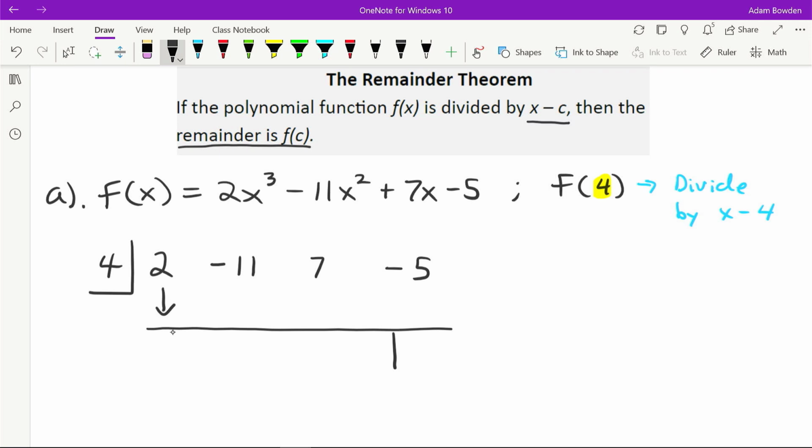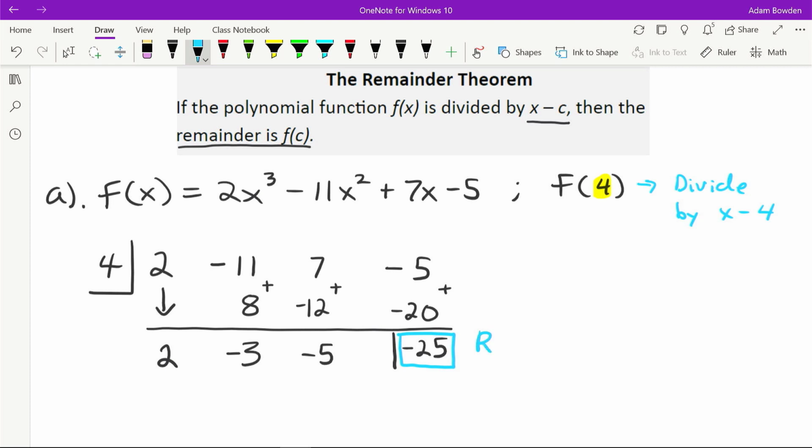As we did before, we drop down the 2, multiply 4 times 2 to get 8, add negative 3, multiply negative 12, add negative 5, multiply negative 20, and then add those to get negative 25. For this particular question, I'm not really concerned so much about the quotient, but just the remainder. Because what the remainder theorem tells me is that f of 4 is equal to negative 25.